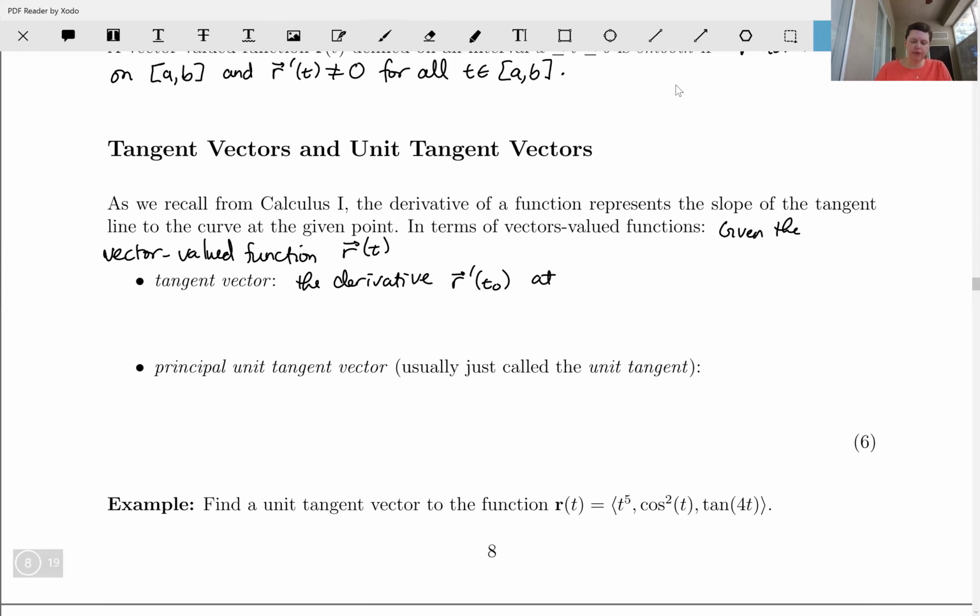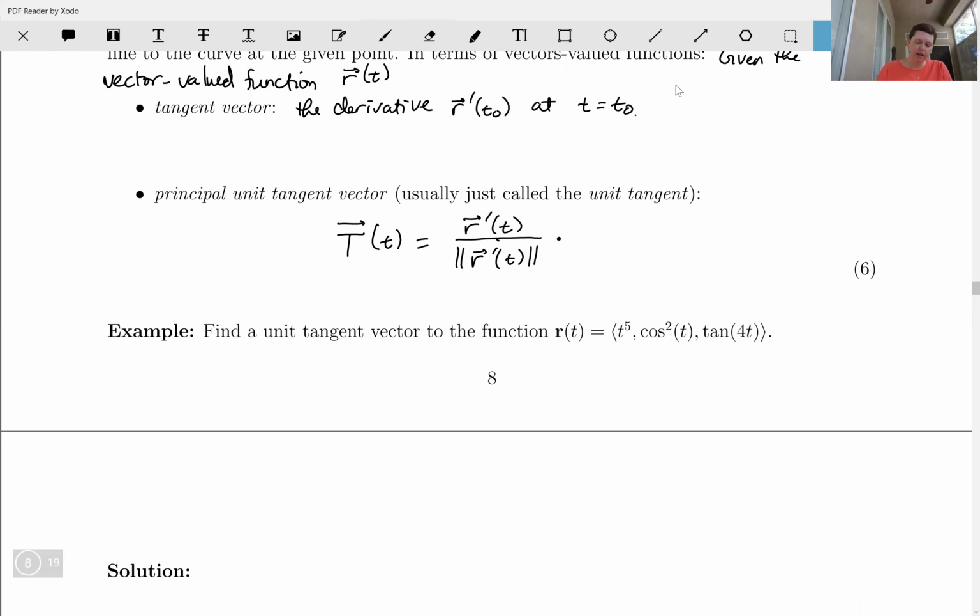So the principal unit tangent vector, which is usually just called the unit tangent, is defined as the normalized tangent, right? We just normalize. So recall that normalize means that we divide by the magnitude of the vector.